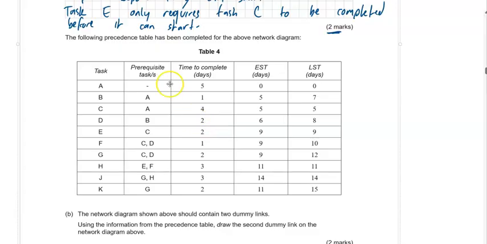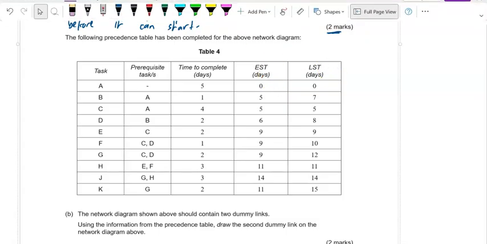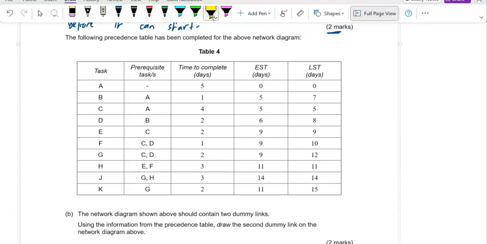Moving on to the next part of the question, it says the following precedence table has been completed for the above network diagram. This precedence table has obviously the task, the prerequisite for each of those tasks, the time it takes to complete each task, the earliest starting time, and the latest starting time. Now, the easiest way to identify the critical tasks using something like this is to look at the earliest starting time and latest starting time columns, and the tasks that have the same earliest starting time and latest starting time are on the critical path, or are said to be critical tasks.